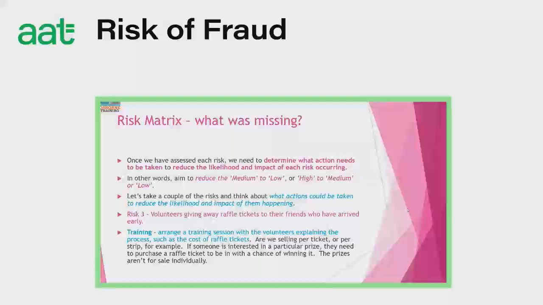Are we selling tickets? Are we selling per ticket or per strip, for example? We all know when we've bought raffle tickets, you can either buy individual tickets or you can buy a strip. If someone is interested in a particular prize, explain that they need to purchase a raffle ticket to be in with a chance of winning it. The prizes are not for sale individually.